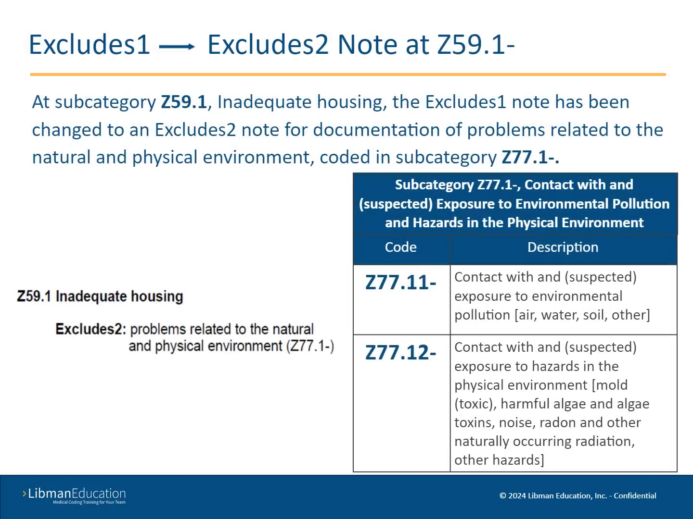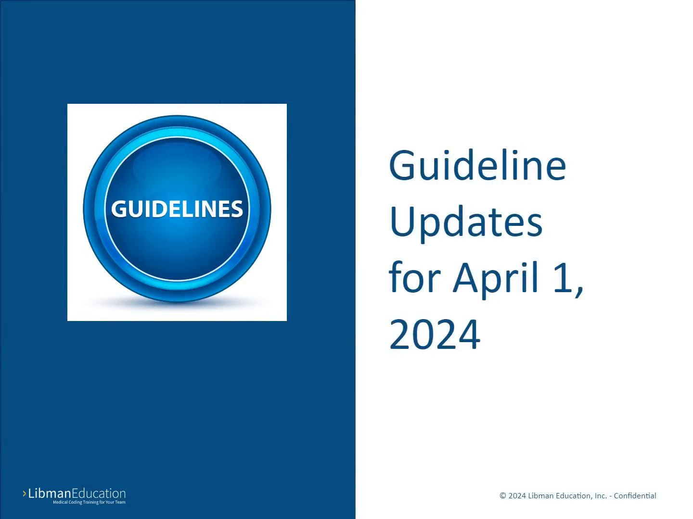At subcategory Z59.1, inadequate housing, the Excludes 1 note has been changed to an Excludes 2 note for documentation of problems related to the natural and physical environment, coded in subcategory Z77.1. Now that we've covered the changes to the index and tabular, some Excludes 1 and 2 notes, we're going to change our focus and look at the guideline updates for April 1st, 2024.